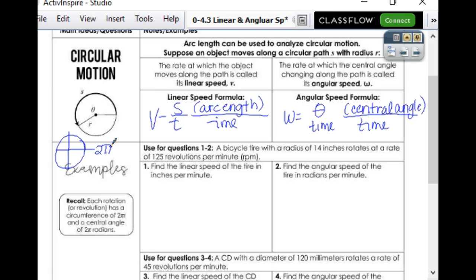So for question number 1, a bicycle tire with a radius of 14. So here's my radius, right? My radius is 14. It rotates at a rate of 125 revolutions per minute. So I know that you all hate, everybody hates the word problems.